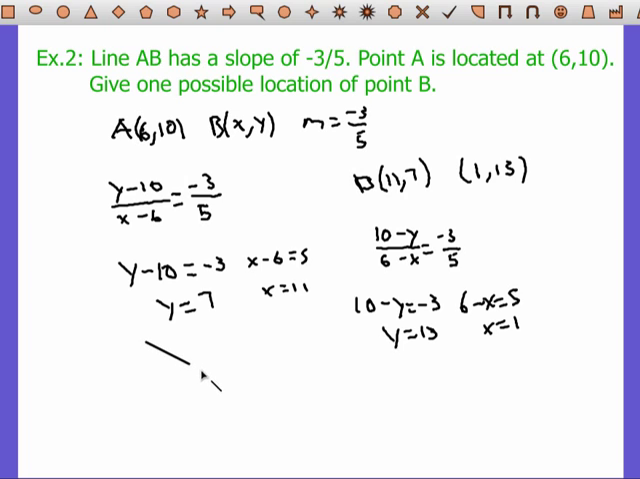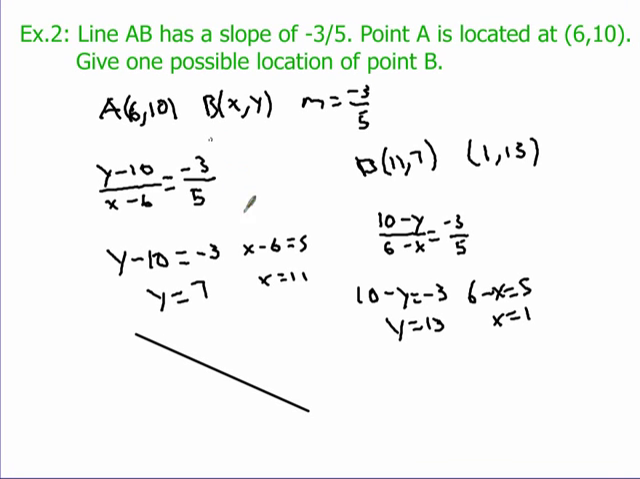If I draw myself a line, if I've got A here at 6, 10, that's A. One of my B's, 11, 7, that could be over here. Or the other one could have been over here at 1, 13. They're just two different points on either side of A. We call them B and C. Now the question only asked for one of them, but I went and found 2 points that were on the line. But you can still see that all you have to do is take the information you know, plug it into the equation, and solve for what you don't know.